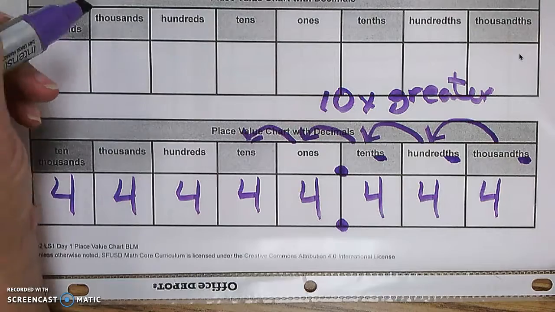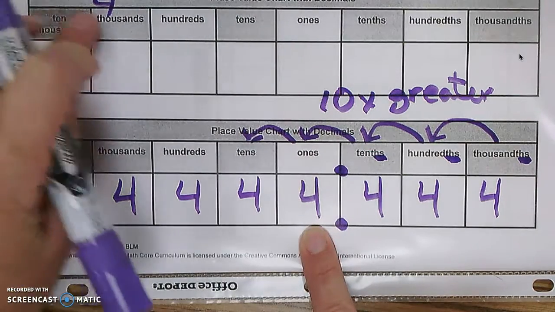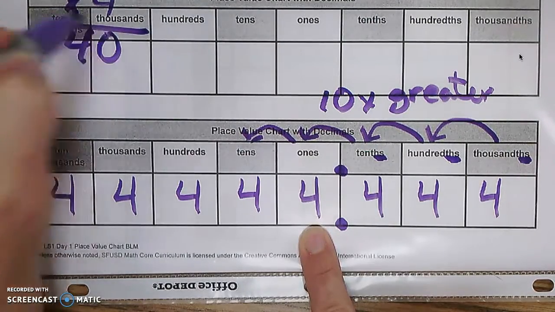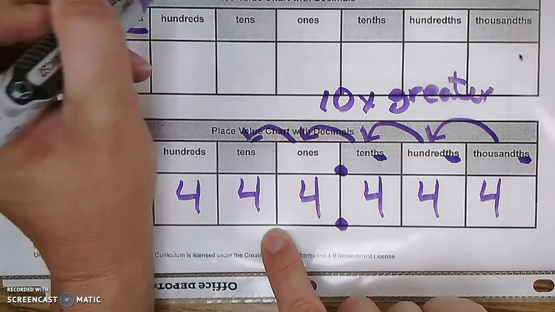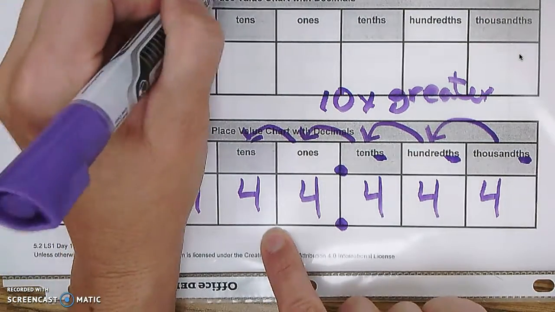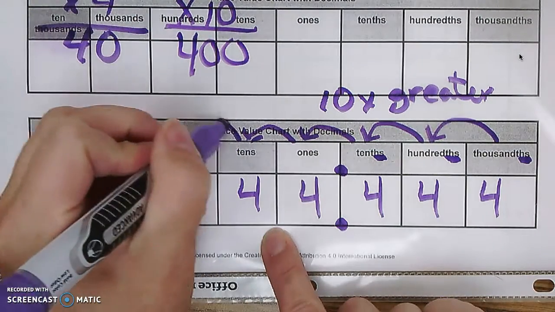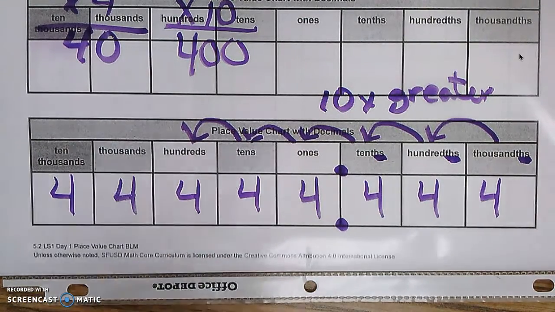If I do 4 ones times 10, I get 40. Well, 4 tens is the same as 40. And if I do 40 times 10, I'm going to get 400, which, if I move over one more place value, I have a 4 in the hundreds place. That 4 times 10 gives me 400. So every time I move a place value to the left, it is 10 times greater.